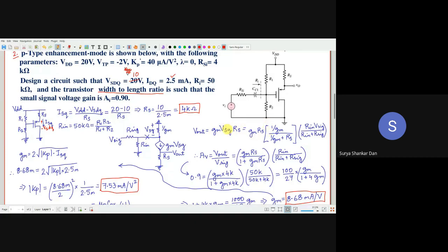Instead of VSG, what shall we write? VSG is the voltage across this 1 upon gm. There is no current in this branch. That part is clear, right? So notice the current over here is gm VSG, which is flowing throughout this entire branch. Again it will be a potential divider rule, 1 upon gm divided by 1 upon gm plus RS, multiplied by this current. So VSG is this multiplied by the voltage which will appear over here.